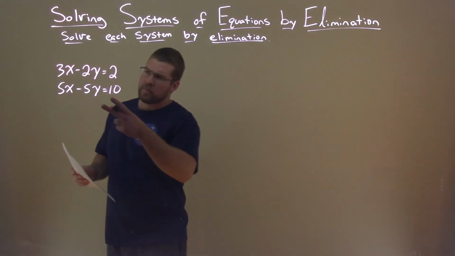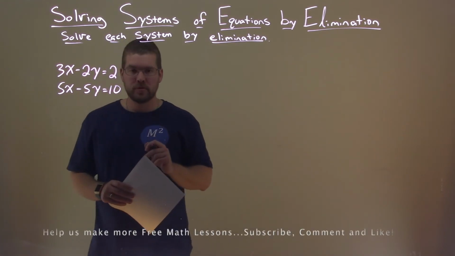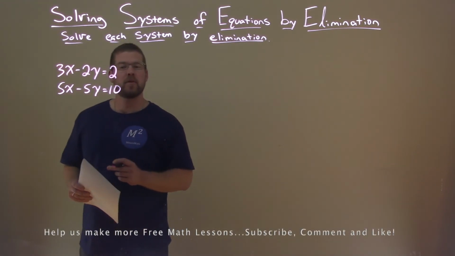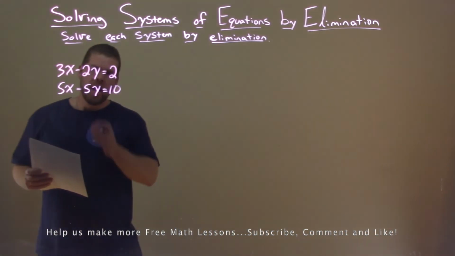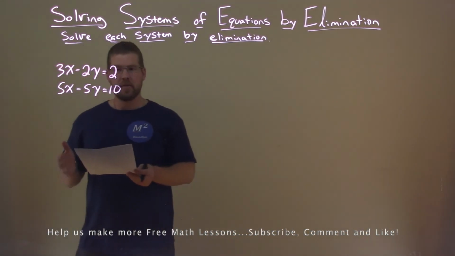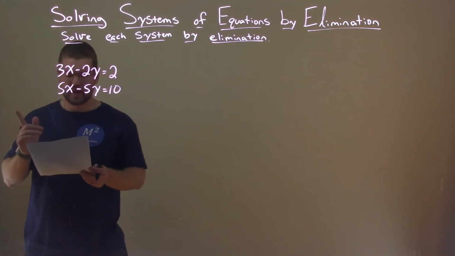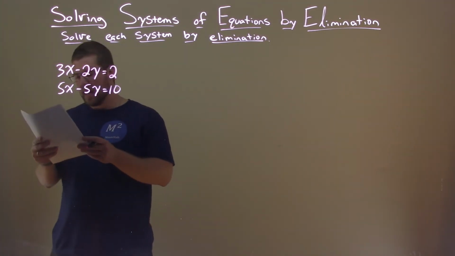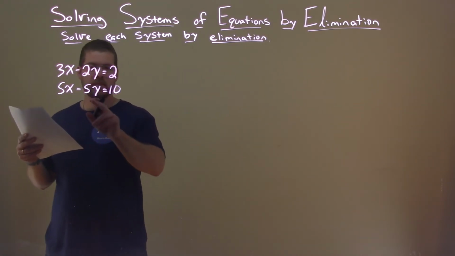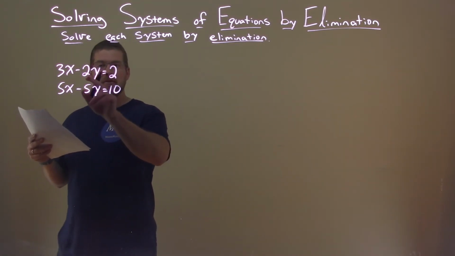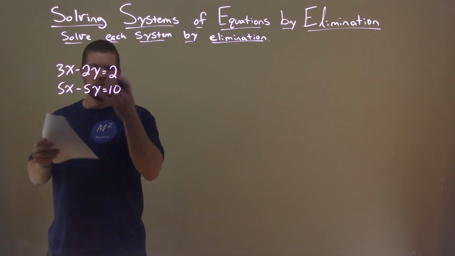We're given this problem. 3x minus 2y equals 2 and 5x minus 5y equals 10. We're solving by elimination. I cannot just add these two equations together because nothing's really going to eliminate. So I need to multiply it by a factor. Let's make our goal here to eliminate the y values. 5 times 2 is 10. 2 times 5 is 10. So we do some adaptation there.